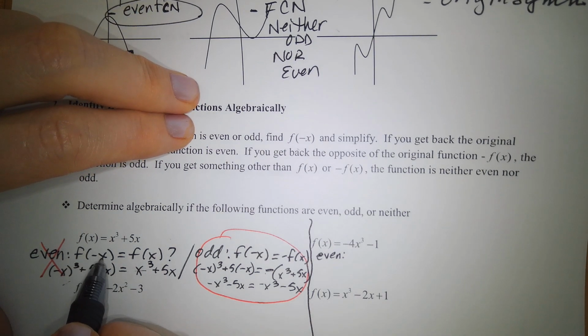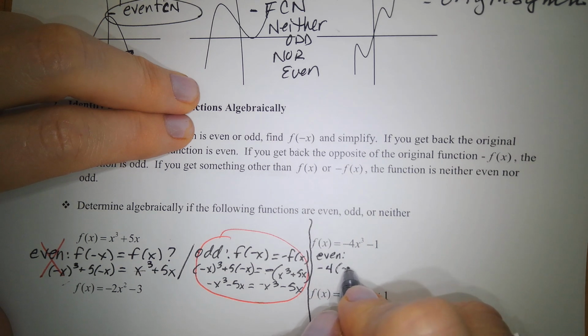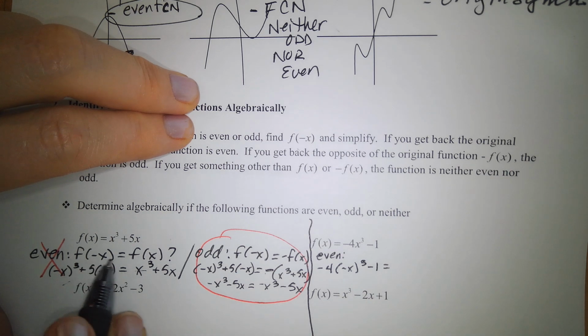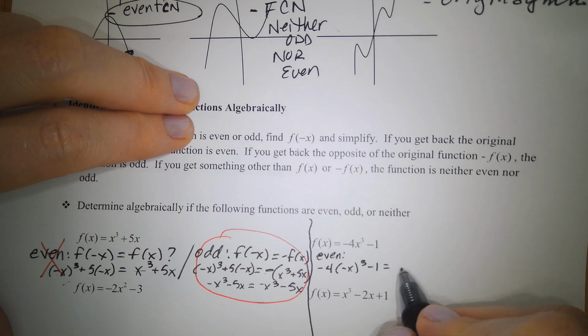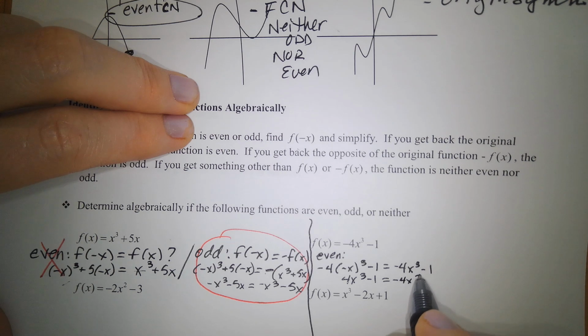So f of negative x is going to be negative 4 times negative x to the third minus 1. Is that equal to the original function, which was negative 4x to the third minus 1? Now this negative sign is not going to disappear because it's to an odd exponent. So I'll have a negative times a negative, which actually means positive 4x to the third. And because of that, these two sides are not equal. Therefore, this function is not even.